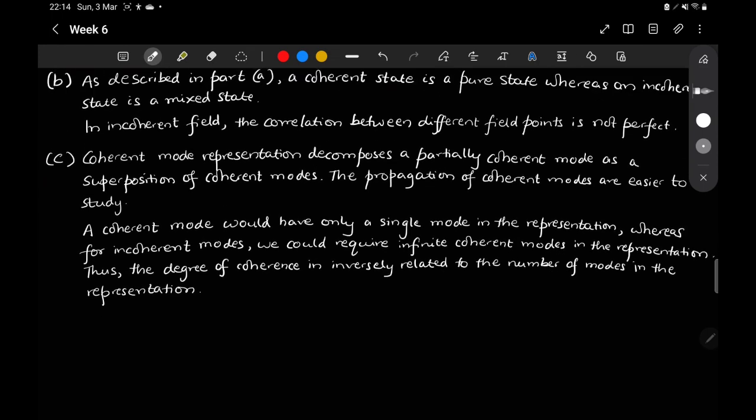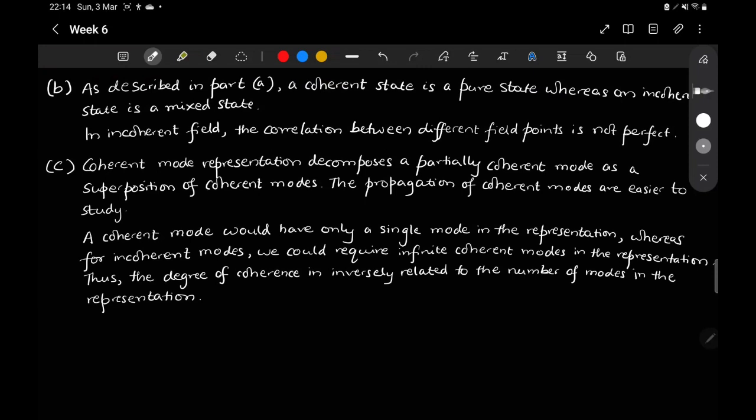A coherent mode would have only a single mode in the representation, whereas for incoherent modes, we would require infinite coherent modes in the representation. Thus, the degree of coherence is inversely related to the number of modes in the representations.